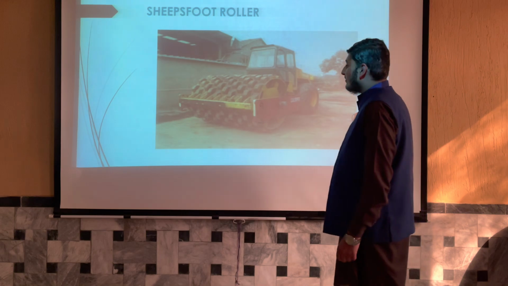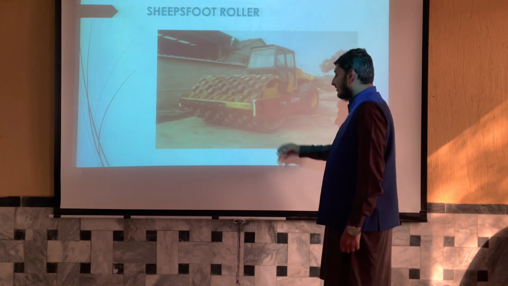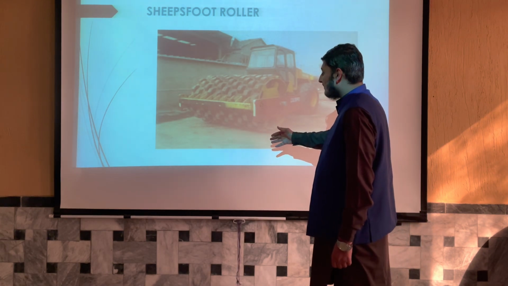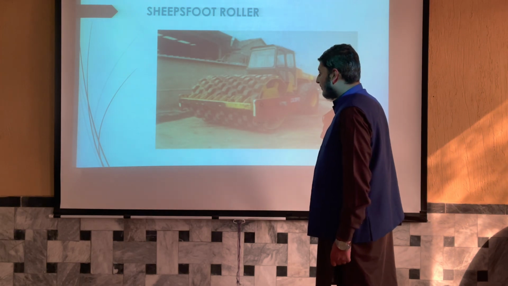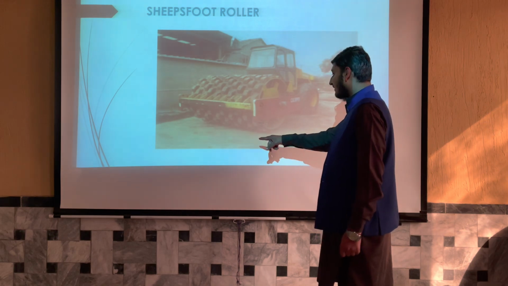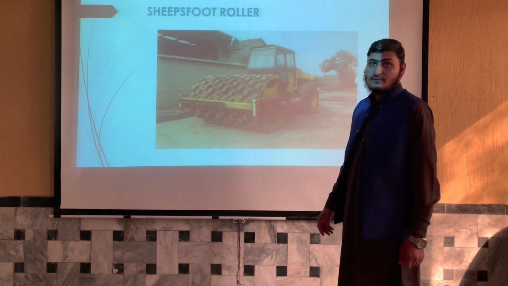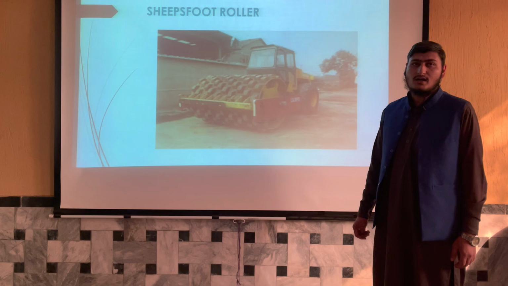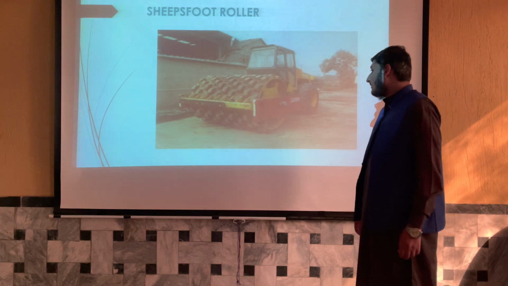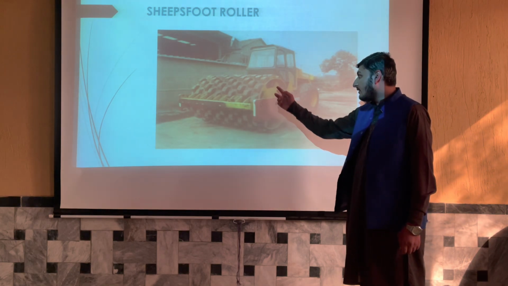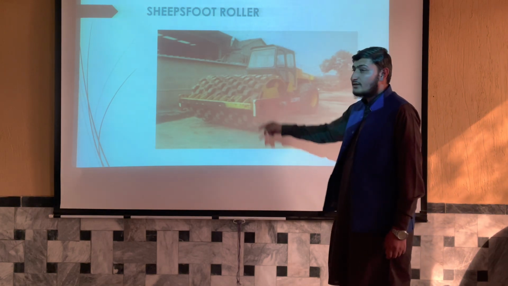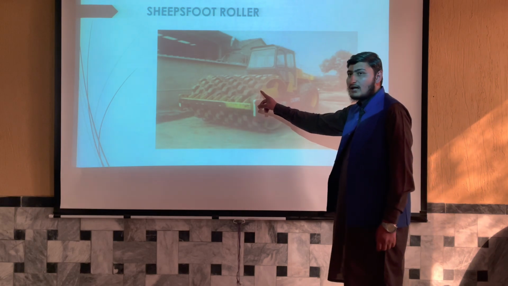So this is a sheepsfoot roller. The name is given to it because of the size or the surface. When it rolls, it seems like the footprint of a sheep. This is the same as the drum roller, but we mounted projections on it, and these projections are called lugs.